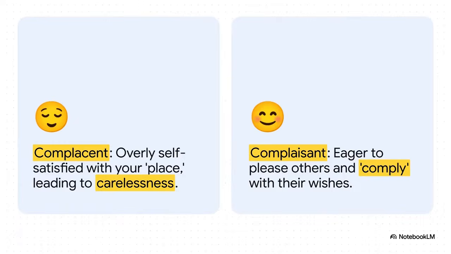Complacent and complaisant. Someone who is complacent is smug, self-satisfied. They're happy with their place in life and they get lazy because of it. Think of a champion team that stops trying. But someone who is complaisant, they sound similar, but they just want to comply. They're eager to please, maybe even a little too eager.